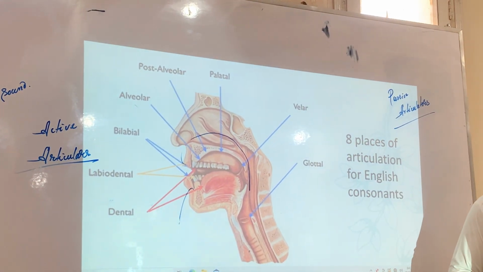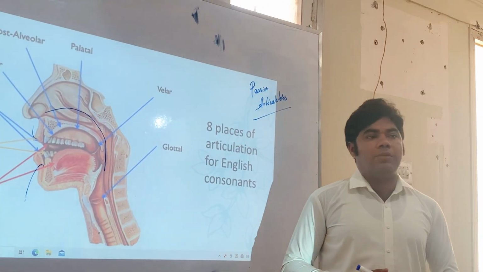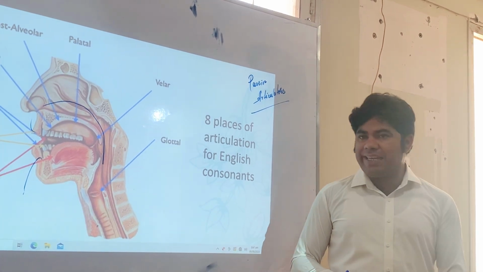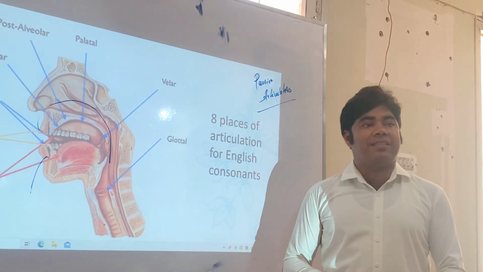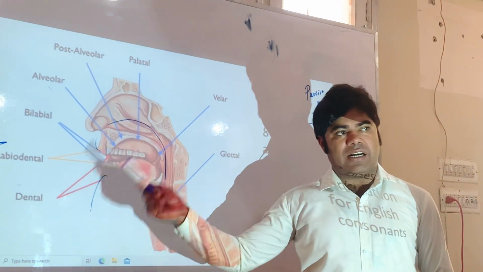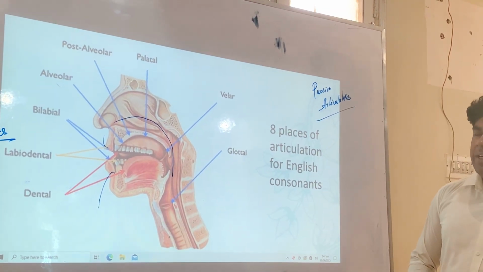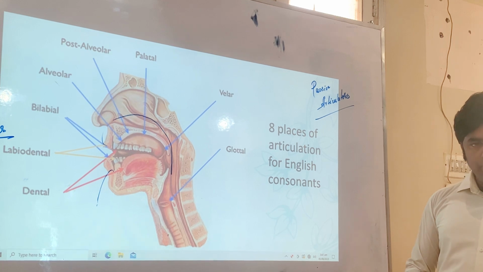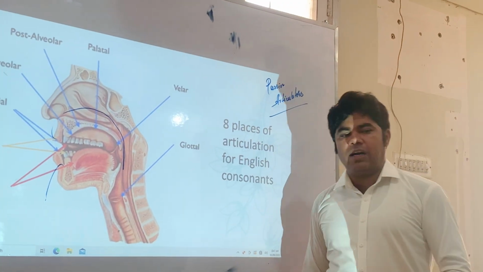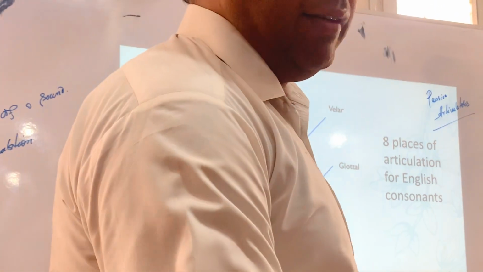When you're opening your mouth, it is the jaws. When you're closing your mouth, again it is the jaws. Jaws play a role, but not the direct or that much active role that active articulators do, right? So that is why articulators are categorized into two: active articulators and passive articulators. And now let's talk about each articulator in detail.